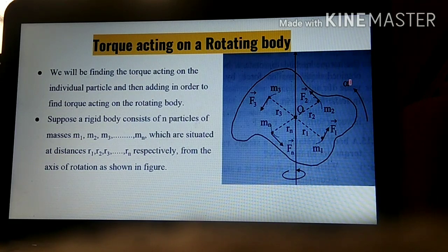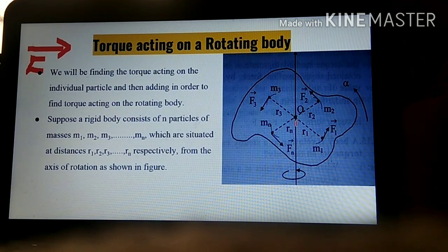Now we will derive torque. Whenever the object is moving straight, we apply force. Similarly, whenever the object is rotating along a fixed axis, in case of rotational motion, force is called torque. You can see this whole body moving with a constant angular acceleration alpha.